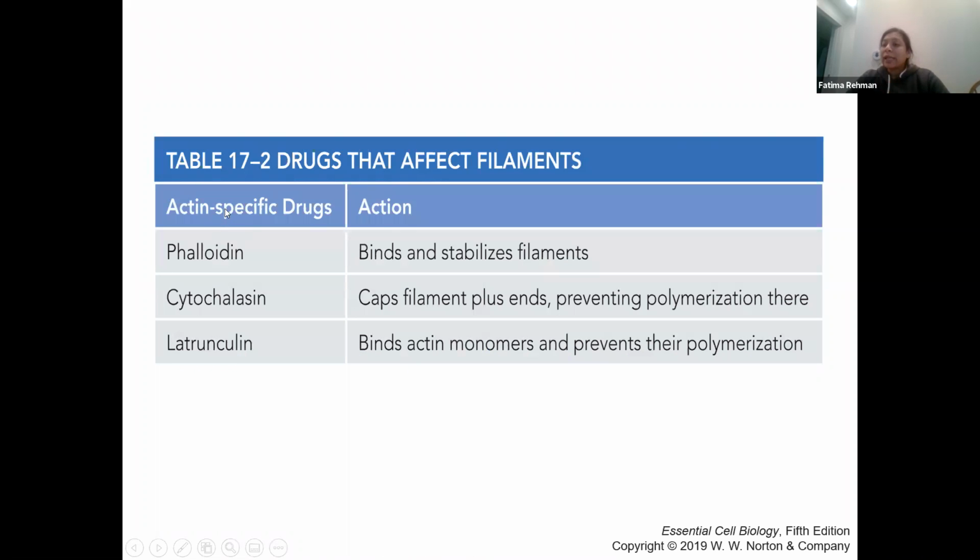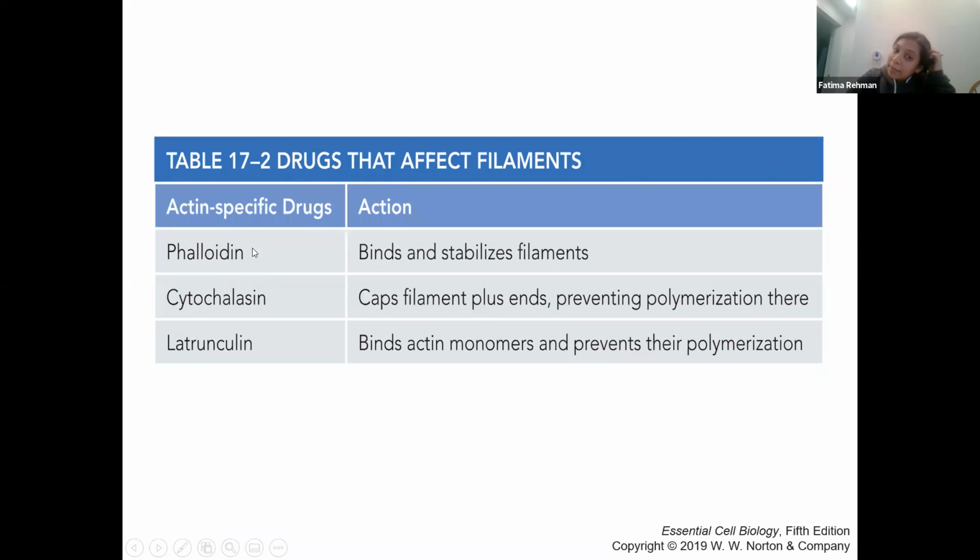So again, just like with microtubules and just like with intermediate filaments, you can inhibit actin function and actin production and the way they are made using specific drugs. Three common drugs that are known for affecting actin fibers directly are phalloidin, cytochalasin, and latrunculin.